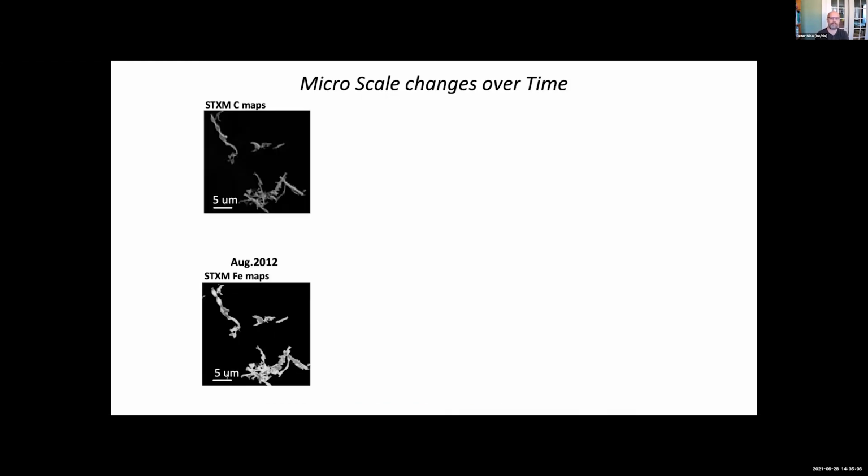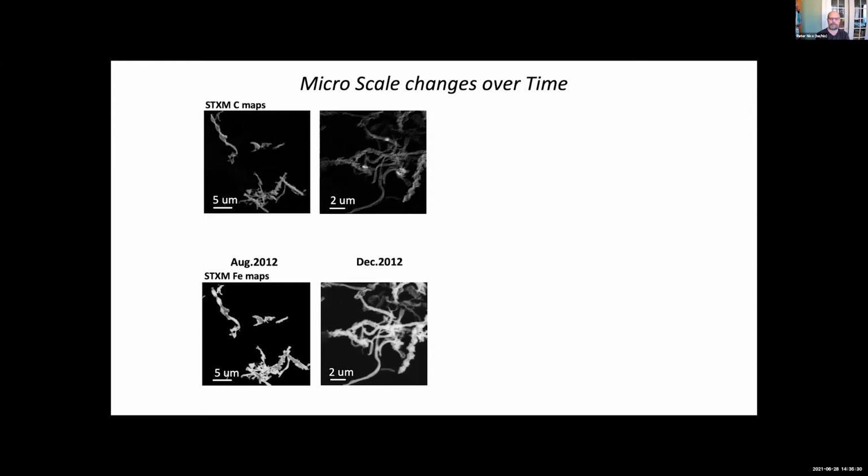So we can take our STXM images, and on the top you see a series of STXM carbon maps and, in the same location, STXM iron maps in August 2012. And you can see these relatively nicely delineated carbon stalks that are all coated very uniformly with iron. We see in December 2012, it's relatively similar. The stalks are losing some of their integrity, but they're still generally coated with iron.